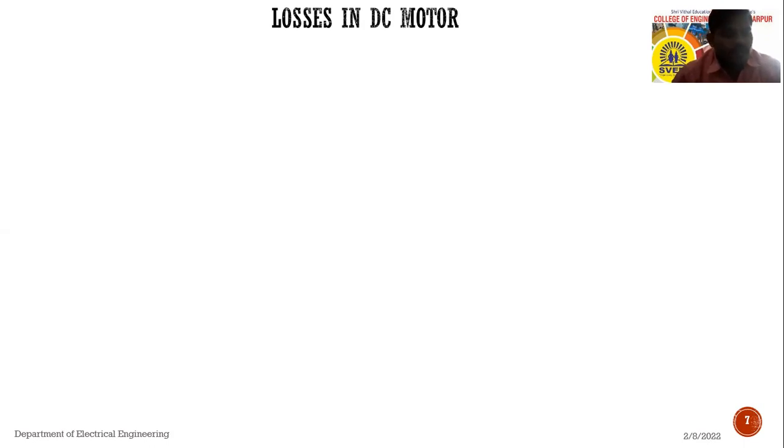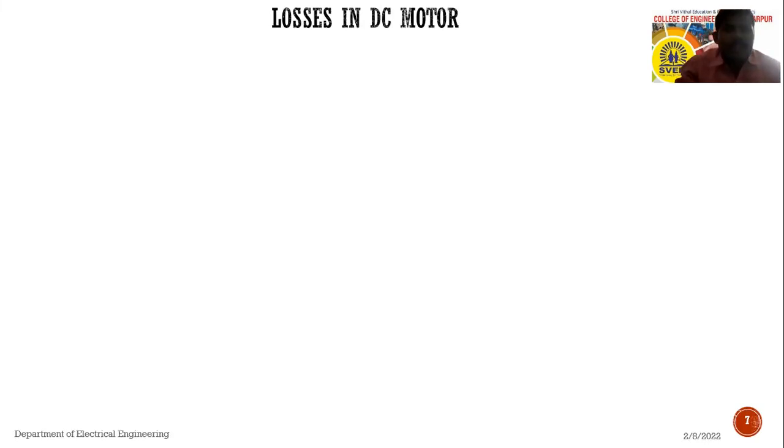So today we will discuss the next point, the losses in the DC motor and the concept of efficiency. After that, we will discuss the condition for getting maximum efficiency in case of a DC motor: at what condition the efficiency of the DC motor will be maximum.